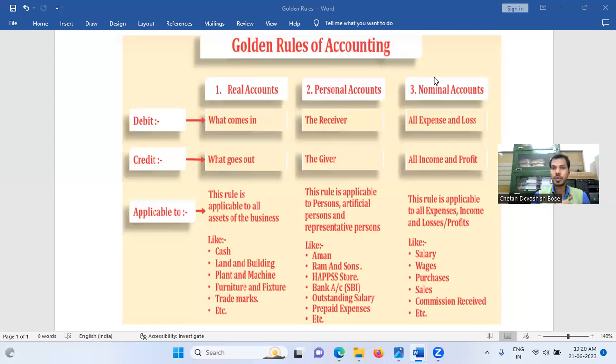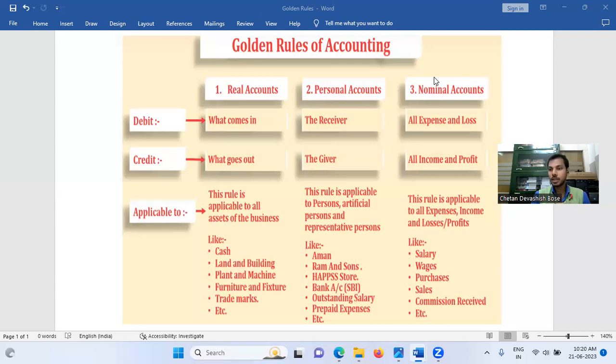Then what is a personal account? Personal accounts are those accounts which are associated with a normal human being, that is a person, or else a name which is given to an artificial person. When I talk about an artificial person, it can be a company, a firm, or an organization. That is also considered to be a personal account.